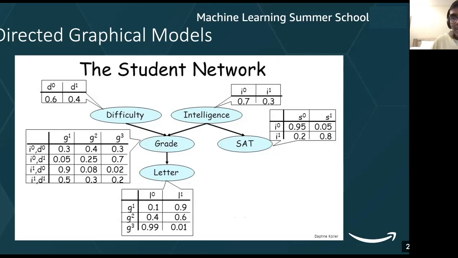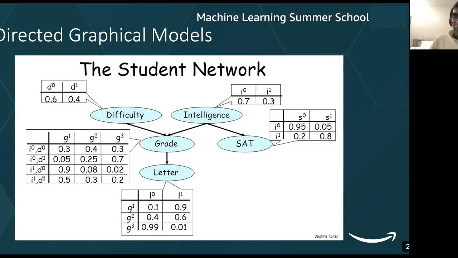Finally, SAT is, let's say, a score on an external test like JEE, for instance, and has 2 levels, S0 and S1, with S0 indicating a poor SAT score and S1 indicating a good SAT score. SAT here essentially depends only on the intelligence of the student.